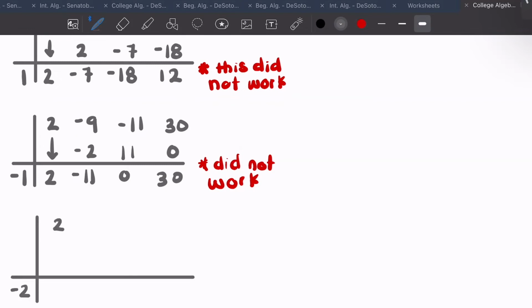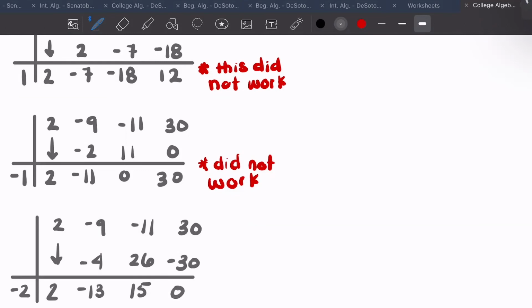-2, so we'll have 2, -9, -11, 30. 2, -4, -13, +26, 15, -30, 0. Yes, that is what we want. That gave us something that works, a remainder of 0.